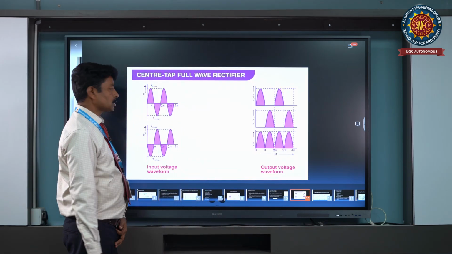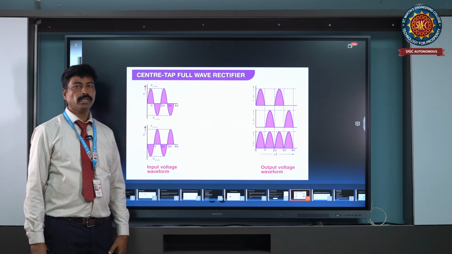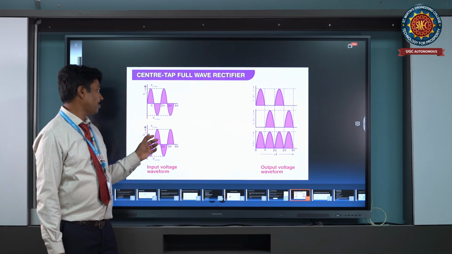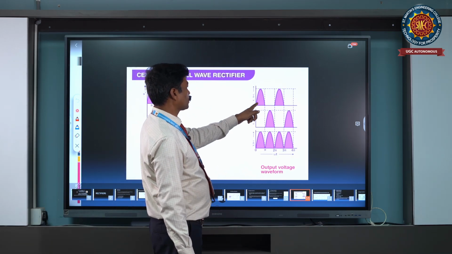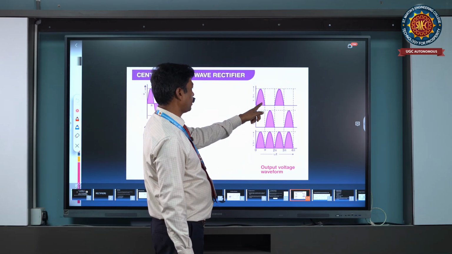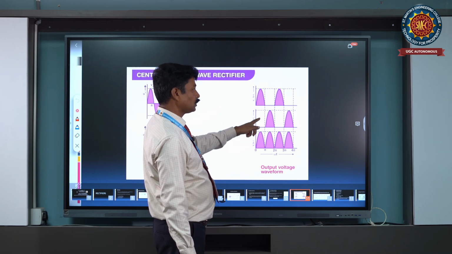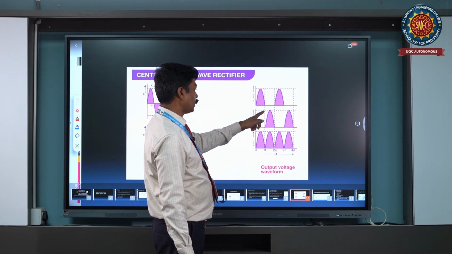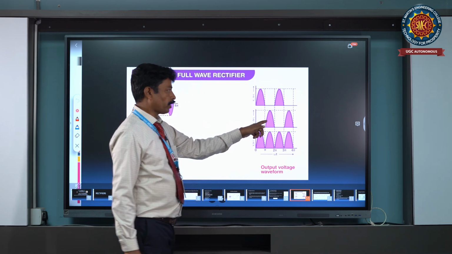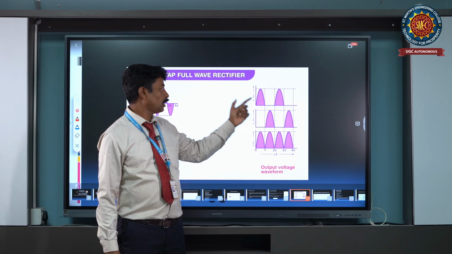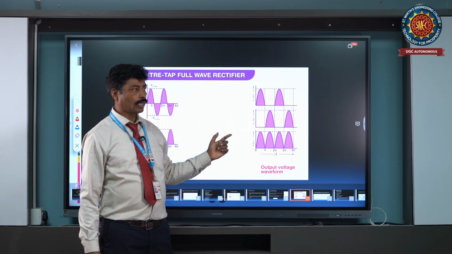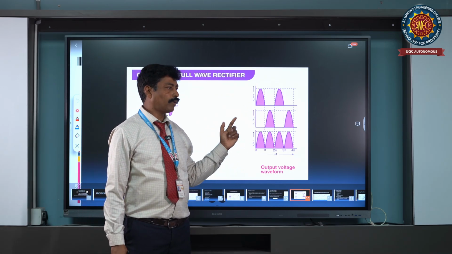Now let me explain the input and output waveforms of the full-wave rectifier. First, diode 1 is in the on condition during the positive cycle, and diode 2 is reverse biased, in the off condition. Next, diode 2 is in the on condition and diode 1 is in the off condition.